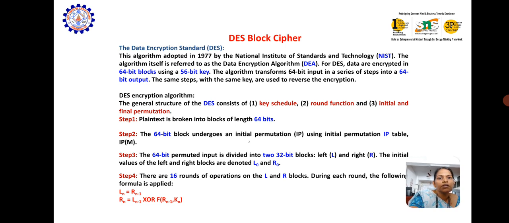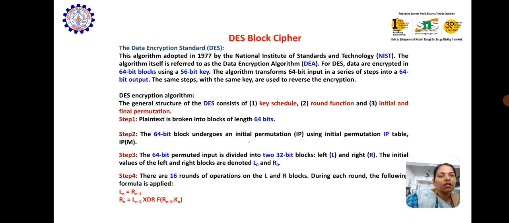And next is the round function. Step one: the plain text is broken into blocks of length 64 bits. In step two, the 64-bit block undergoes an initial permutation using an initial permutation table. In step three, the 64-bit permuted input is divided into two 32-bit blocks, left and right. The initial values of the left and right blocks are denoted by L0 and R0. The last step is 16 rounds of operation on the left and right blocks.